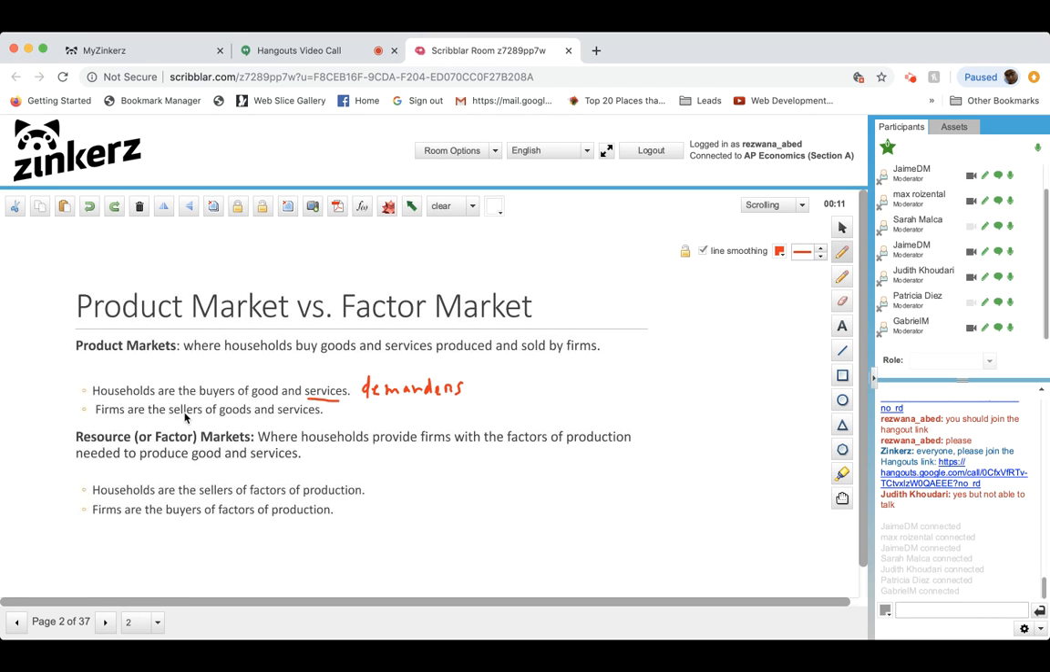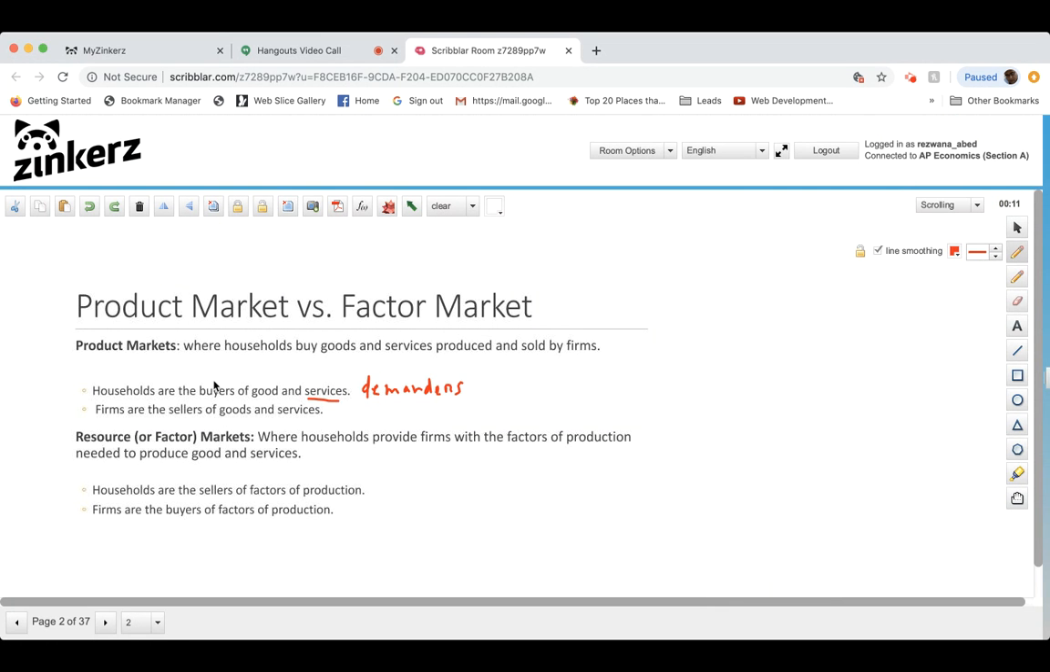And firms or businesses are the ones that were selling those goods and services to households. Therefore firms were the ones doing the supply, and we understood them as being the suppliers. So product market: households buying goods and services produced and sold by firms. Households are the demanders, and firms or businesses are the suppliers of those goods and services.